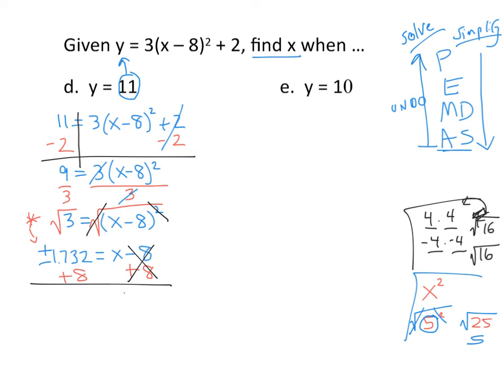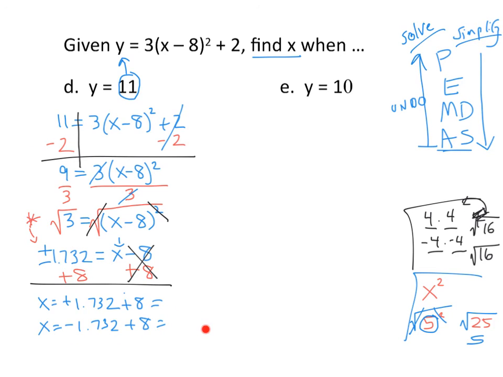How I recommend that you rewrite this, be very careful. I'm going to rewrite it starting with the x here. So x equals a positive 1.732 plus 8, or x equals negative 1.732 plus 8. One of the main mistakes people make is they think it's plus 8 and minus 8. It is not. It's always plus 8. Look at that. It's plus 8. This is where the plus or minus is. So a positive 1.732 plus the 8, or a negative 1.732 plus the 8.